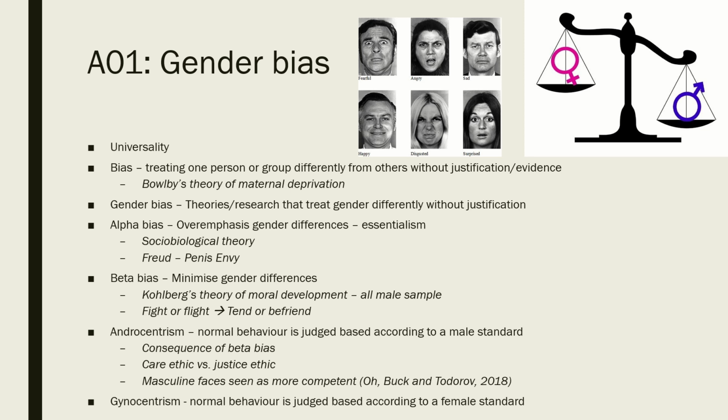Okay, so that's all the AO1. The terms you must know on the spec are gender bias, universality, alpha and beta bias, and androcentrism. So most of them on there. The only ones you don't have to know, but it might be useful for you to be aware of, are gynocentrism. But you don't have to know those.